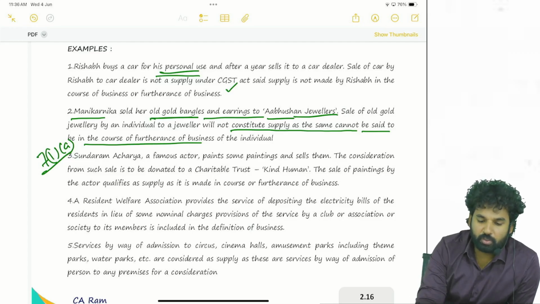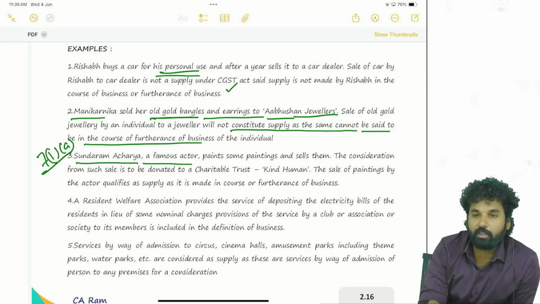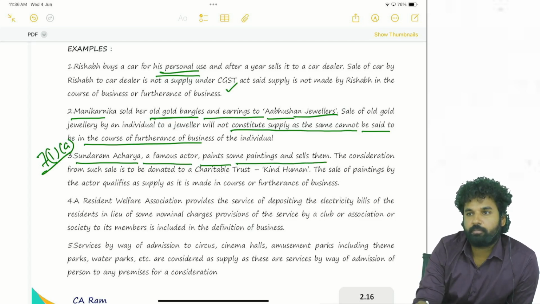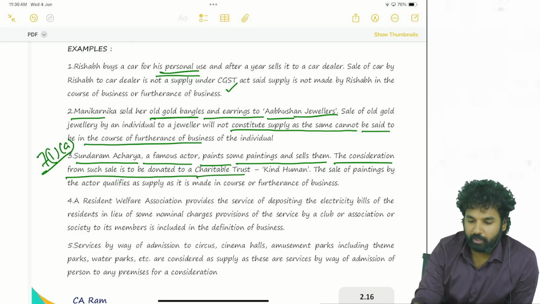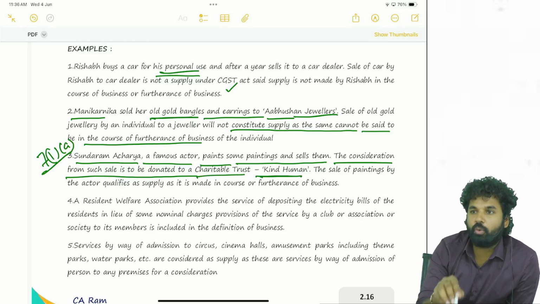Okay. Next, Sundaram Acharya, a famous actor, paints some paintings and sells them. Here the motto is that the consideration from such sale is to be donated to a charitable trust. Kind Human is the charitable trust. To such charitable trust, he intends to donate such amount.